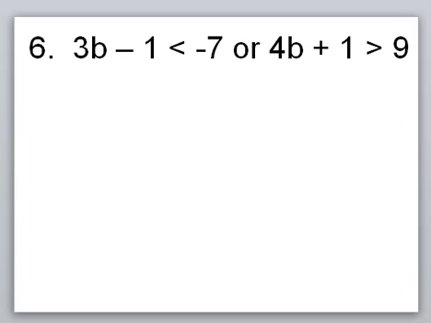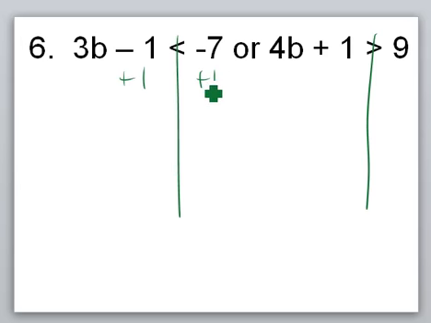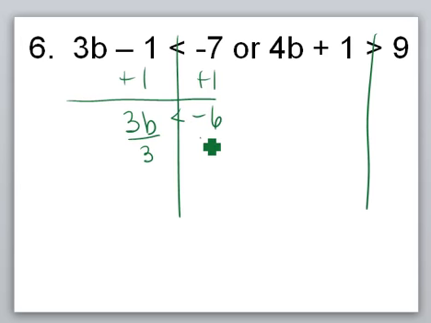Moving on. We're going to go ahead and say on these two, I'm going to add 1 to both sides. 3b is less than negative 6. Divide by 3 on both sides. b is less than negative 2. I didn't flip the sign because I divided by a positive on both sides.